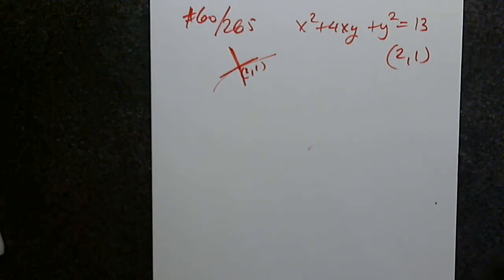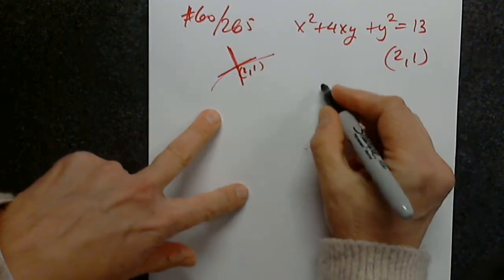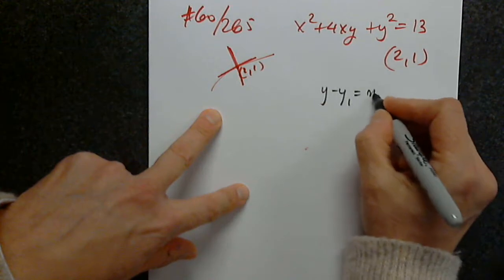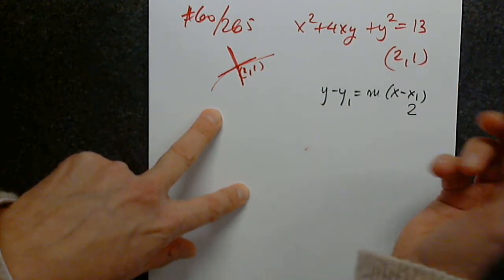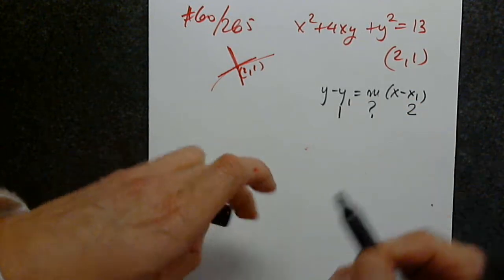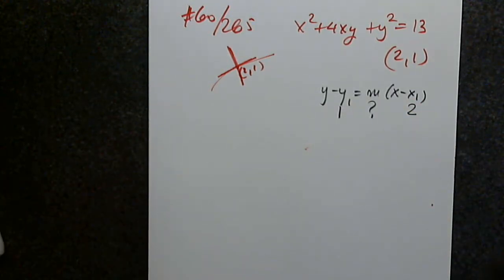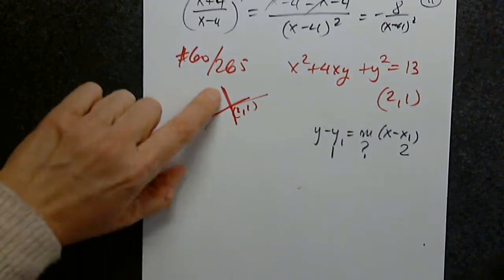What do I have to determine? Because the tangent will be y minus y1 equals the slope times x minus x1, in which x1 is 2, and y1 is 1. But the question is, how do I find the slope? Because once I have that slope, then I also have the slope of the normal line.